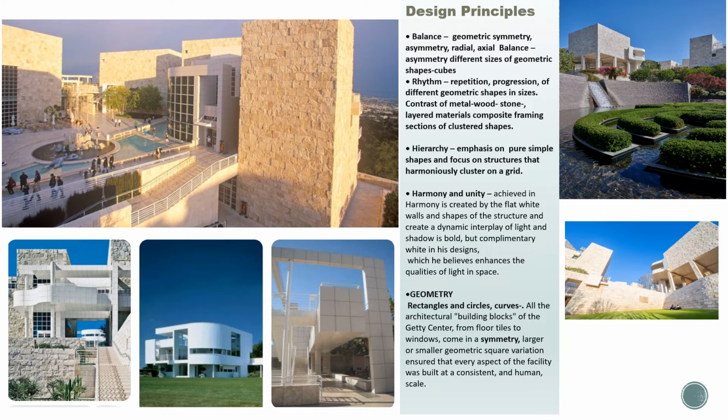There's a hierarchy emphasizing pure principal shapes and focus on different structures that harmoniously cluster on that grid. So the geometry is very remarkable. That's the first thing we see when we arrive at the Getty, even if we see it from the highway. And I found it amazing that there is a tram that goes up, and as we go up the hill, we have incredible views of the city and also the highway. So it's pretty fascinating.